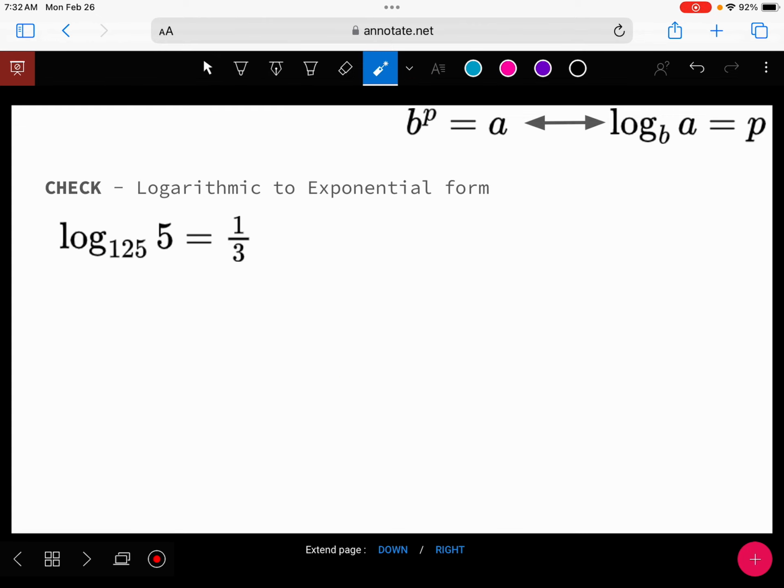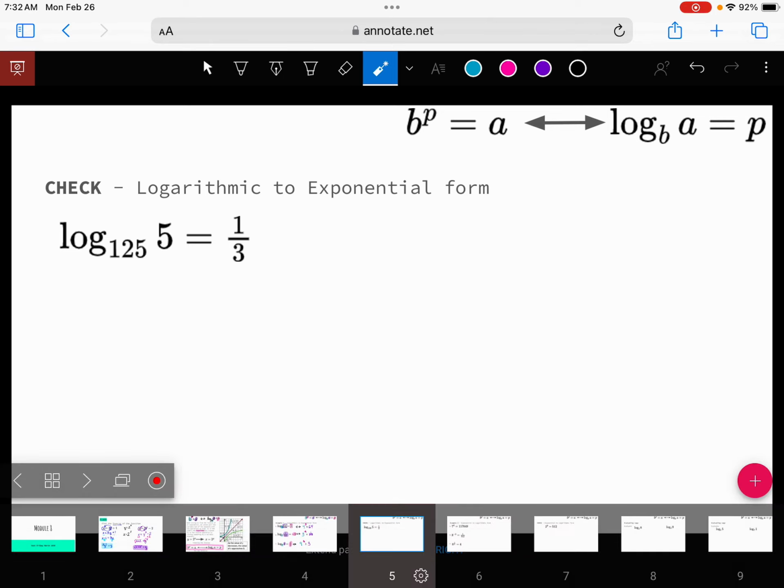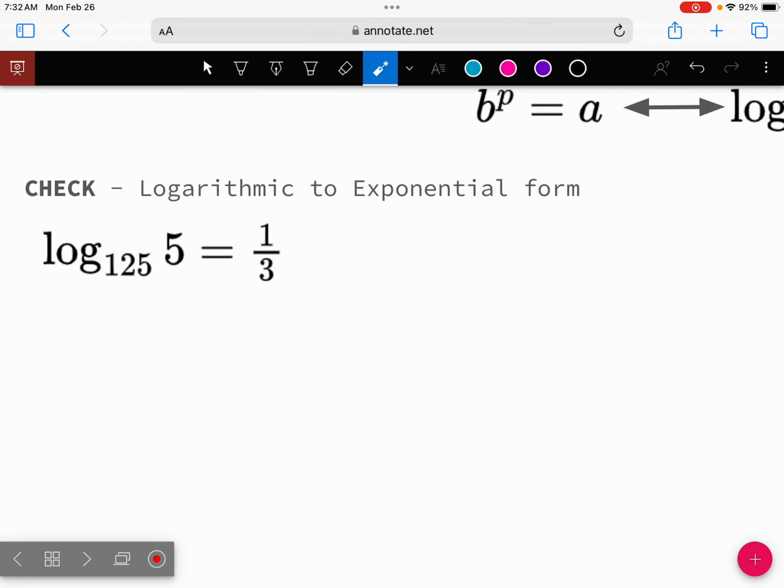Okay, let's try going the other direction. Actually, nope, we're going to do it again. Sorry, helps that I pay attention to what I'm doing. One more time, and then we'll go the other direction. So we've got log base 125 of 5 equals 1/3. What is this going to become? When we move it around, I want you to try it.